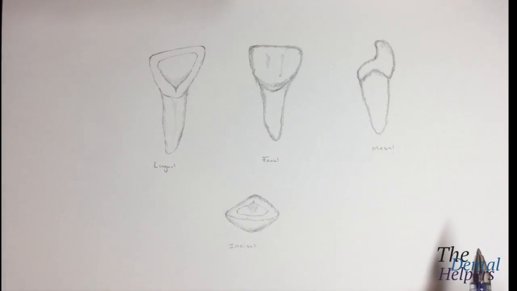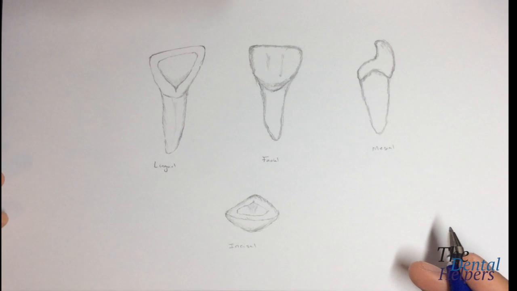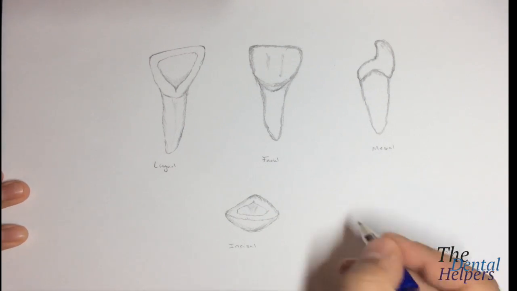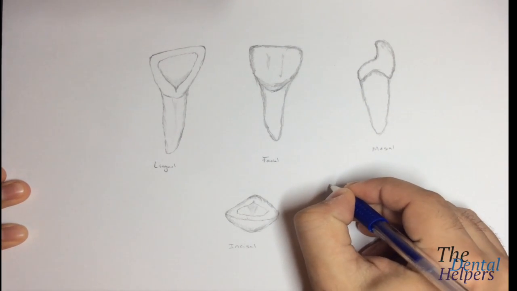So now we're going to look at maxillary laterals. So the maxillary laterals, they're going to erupt at 8 to 9 years of age.